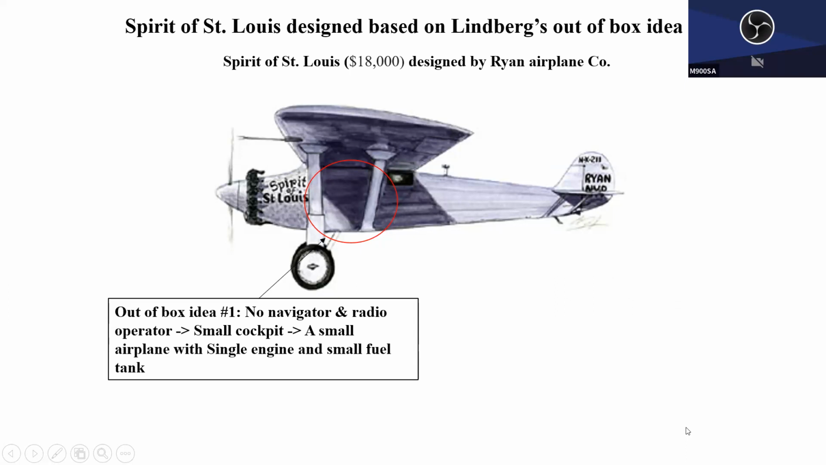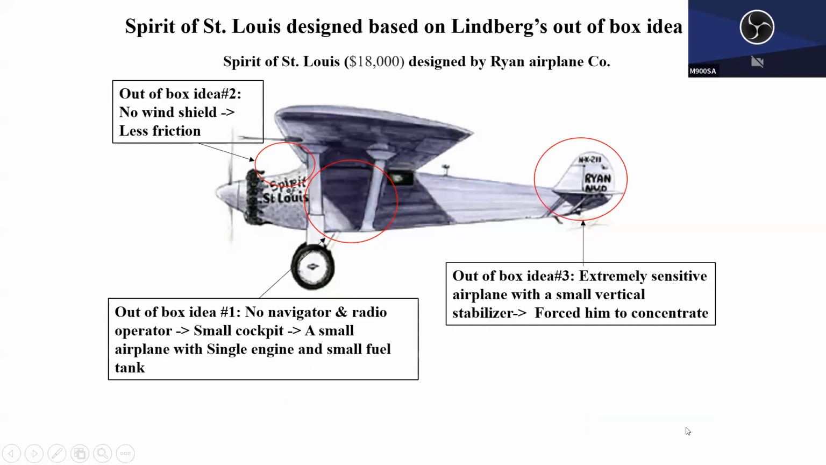So that's why, again, he was bold that way. And finally, the last part was he requested the Ryan Airplane Corporation engineers to make the vertical stabilizer very small. This is called the vertical stabilizer. Stabilizer means to stabilize the airplane, right? A stable airplane is usually ideal, but he said, let's make it very small. That means making this airplane a lot less stable. That also surprised the engineers. They said that's very dangerous. You're flying almost 40 hours. You don't want the airplane to be unstable.